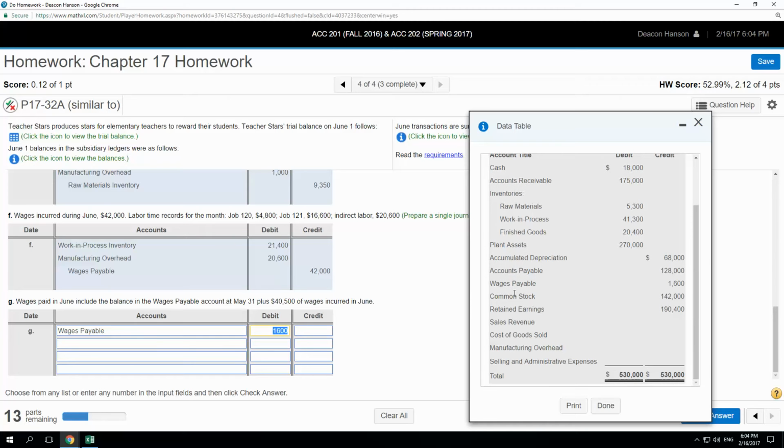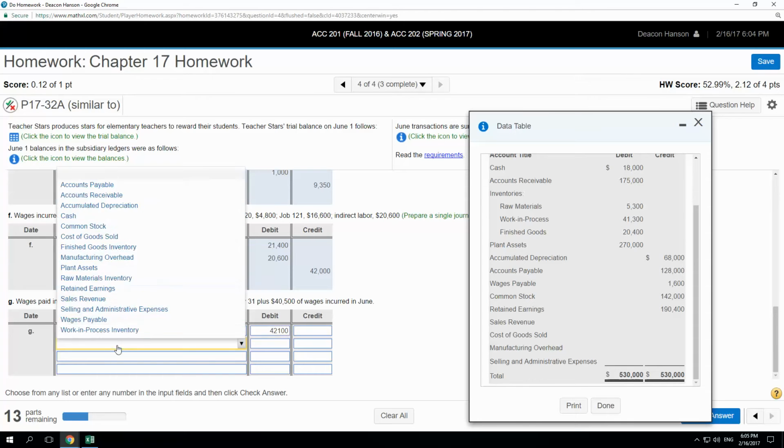Give it a try. So that would be 42,000. Yeah, it would be, right? It's 40,500. It would be 42,100, if I added the 40,500 and the 1,600 in cash.